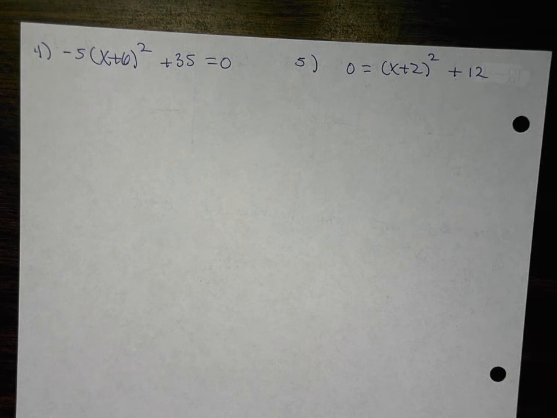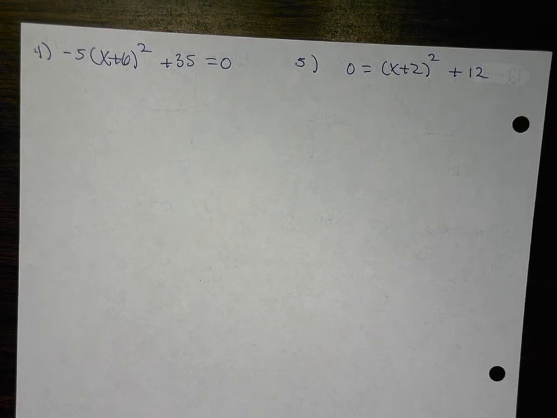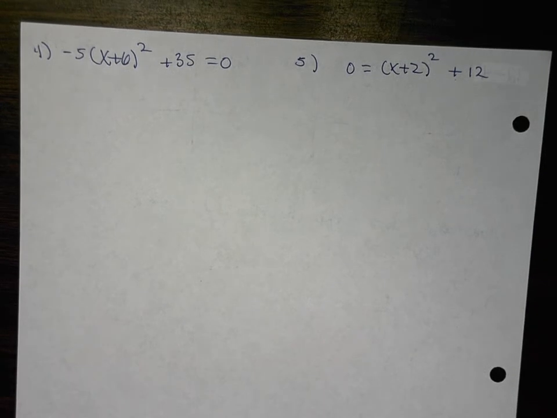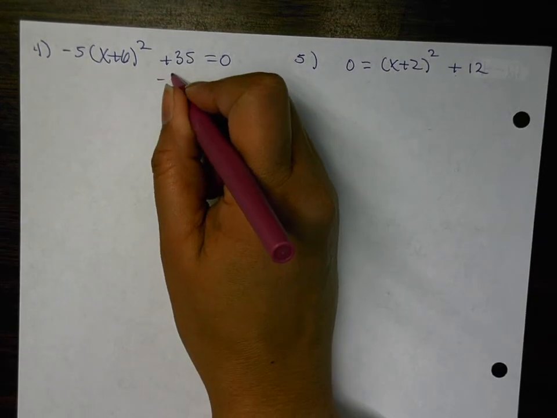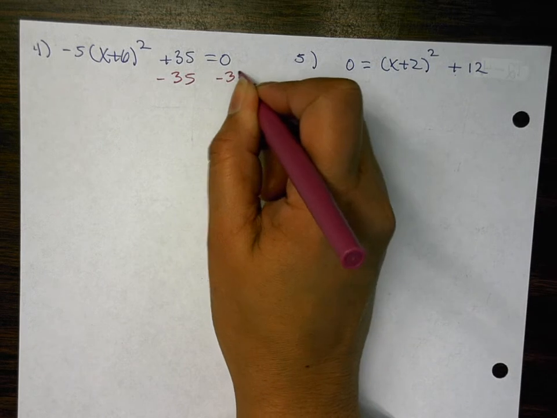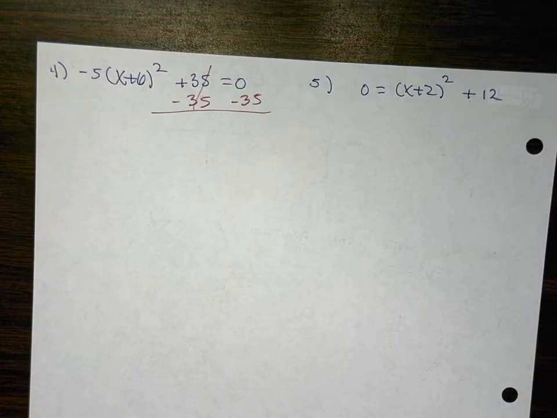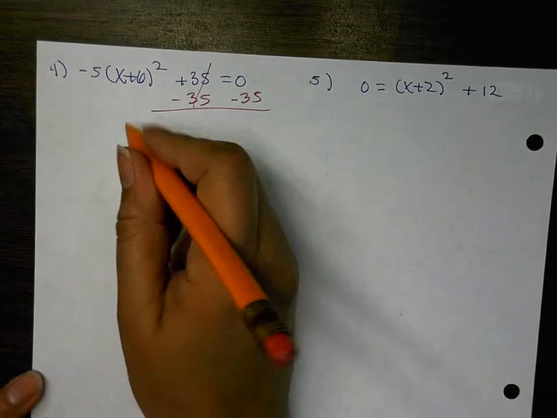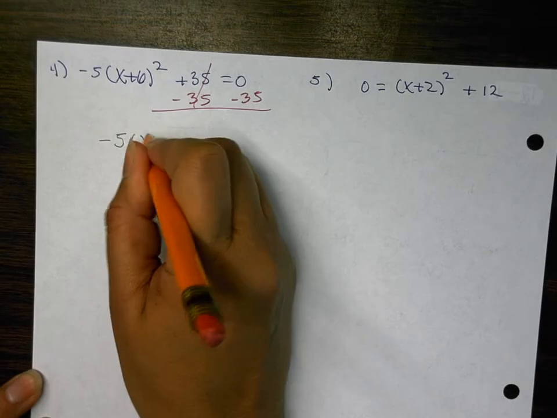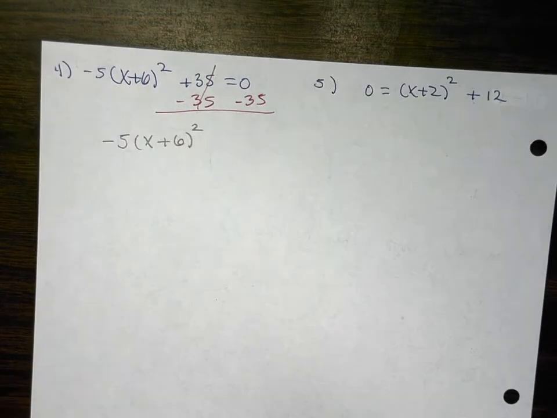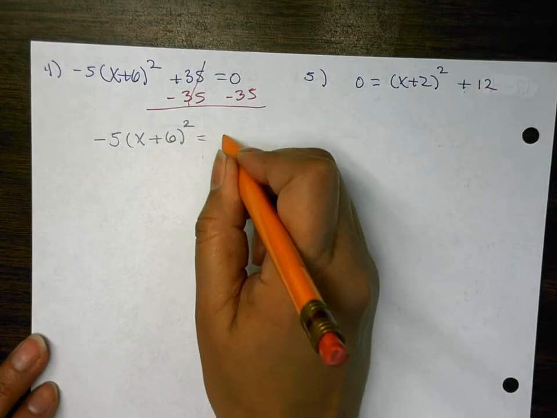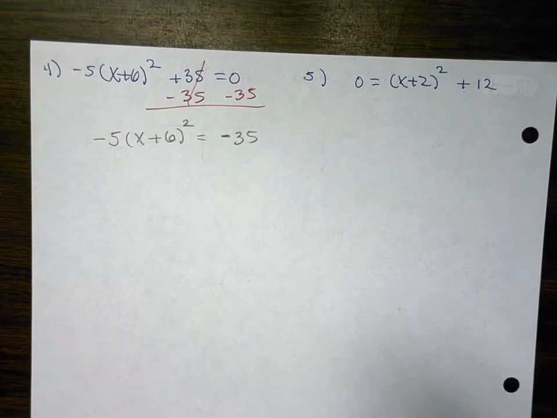Can I have a volunteer tell me what the first thing you would do on number 4 is? Minus 35. Okay, this one is a little different, so if anybody got stuck, don't worry. This is different than the ones I've done before. So that gives me negative 5 parentheses x plus 6 quantity squared equals what?